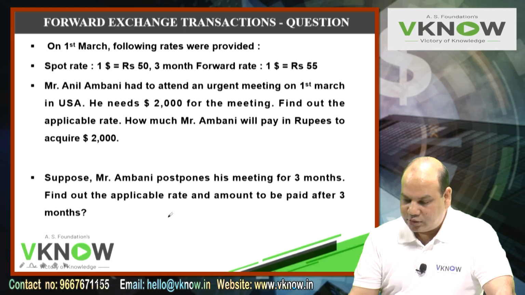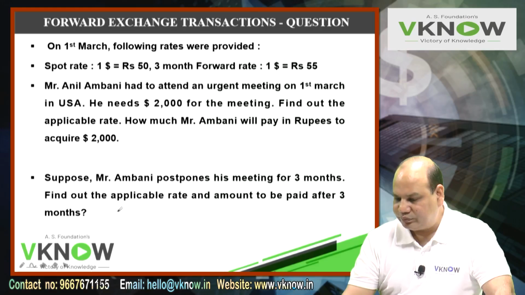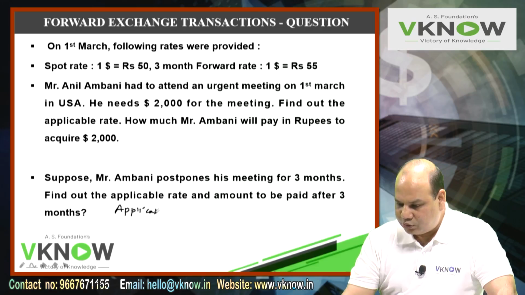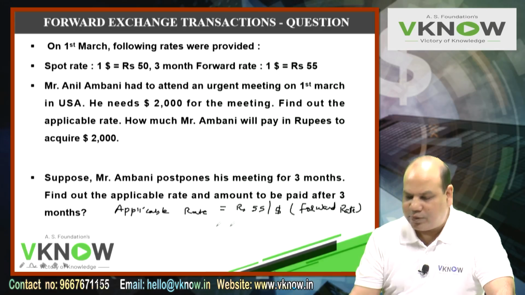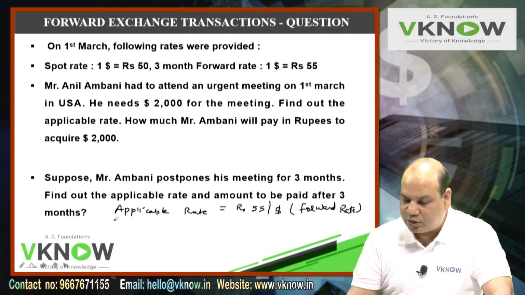So now write down the applicable rate. Write down below the question, or write in the notebook, applicable rate is equal to rupees 55. So he knows that I have to go after 3 months. So he will book a forward contract. Lock the rate today only, so that afterwards if the rate goes up, he does not suffer the loss. Applicable rate rupees 55 per dollar.